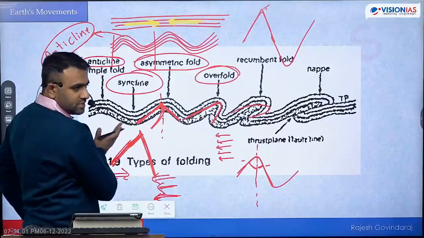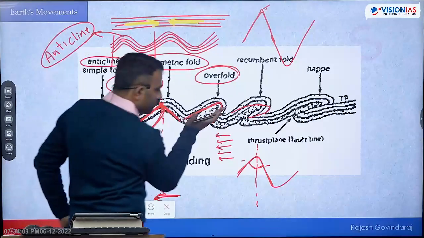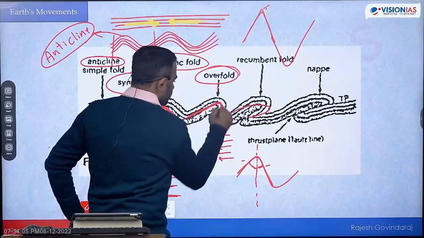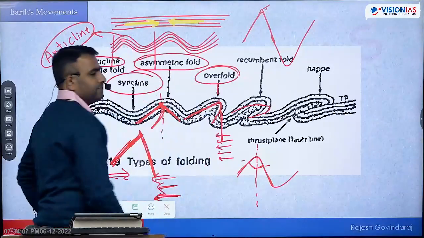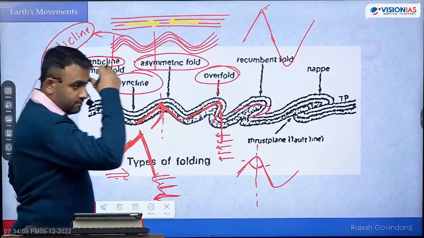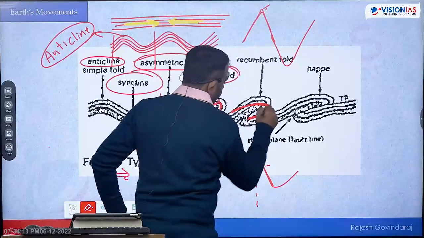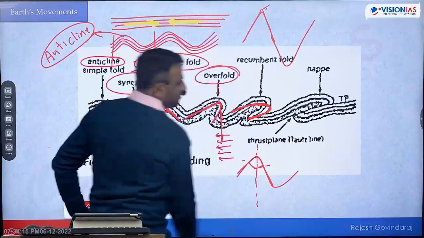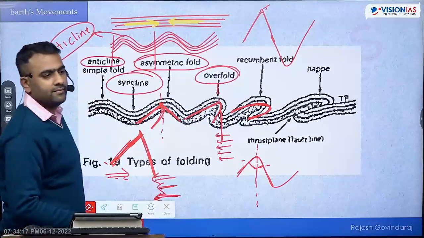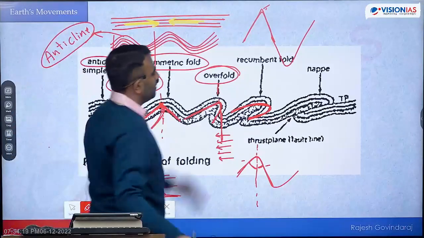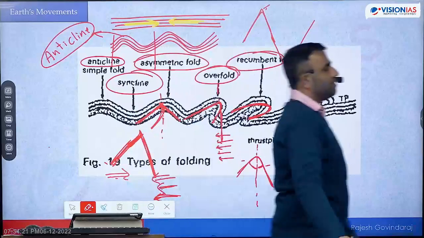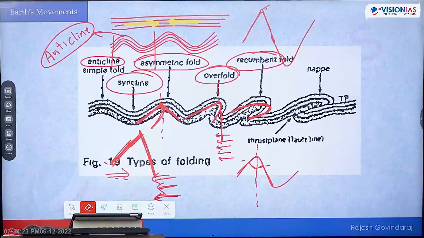Both the limbs are on one side only. That is what is overfold. It has been folded more. Okay, this is the vertical axis. If it is folded even more, this time the fold is literally lying down. It is called a recumbent fold. A fold which is literally lying down. Recumbent fold.